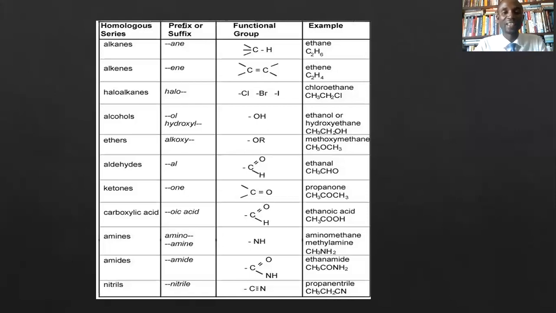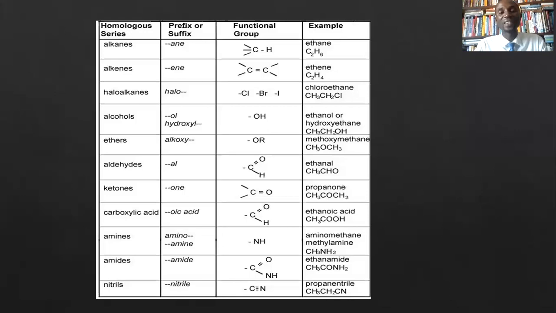We can see an example. For the alkane, we have ethane. For the alkenes, we have ethene, you see ENE. For the haloalkane, we have chloroethane. For the alkanol, we have ethanol, and all of that. For the aldehyde, we have ethanal. Ketone, we have propanone. Carboxylic acid, we have ethanoic acid. That is the uniqueness.